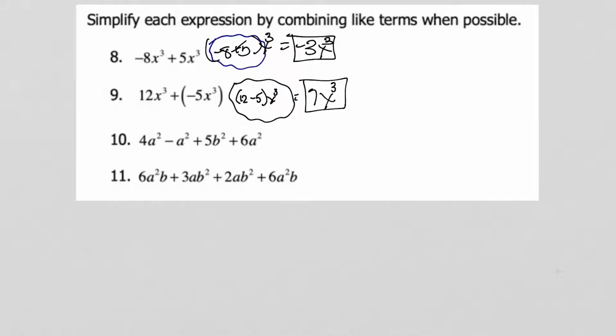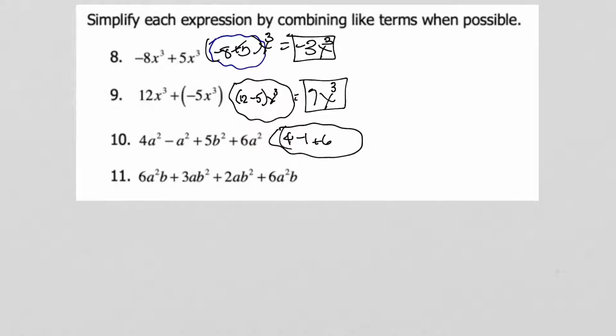Number 10, we've got some different terms here. We've got these a squareds here and here, and then over here. And then we've got this something else here, something different, b squareds. So how many of these a squareds do we have? So I'm going to count these up. Now you can probably do this in your head. So how many of these a squareds do we have? Well, I have 4, then I lose 1, right? I have 4, then I lose 1, and then we add 6.